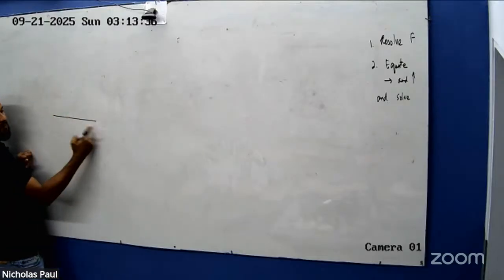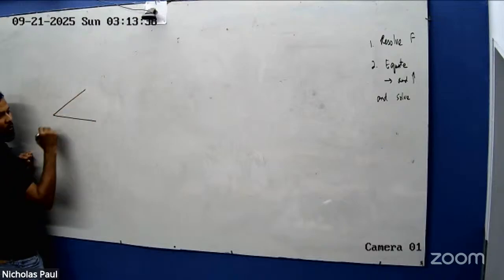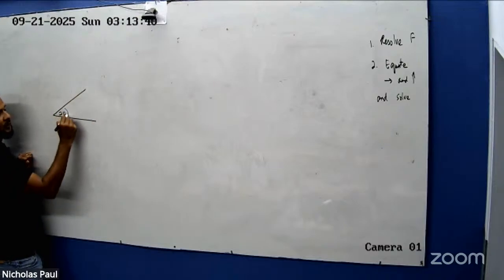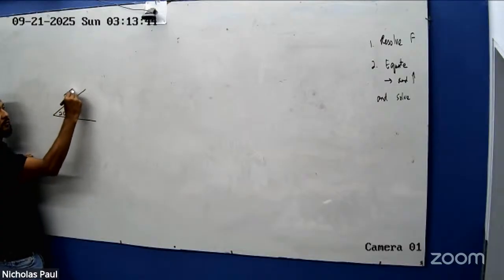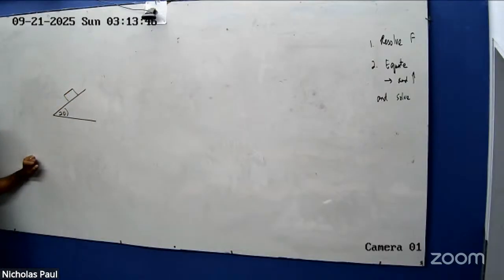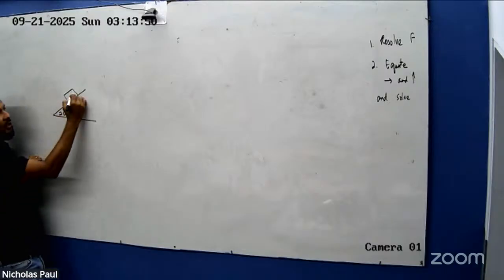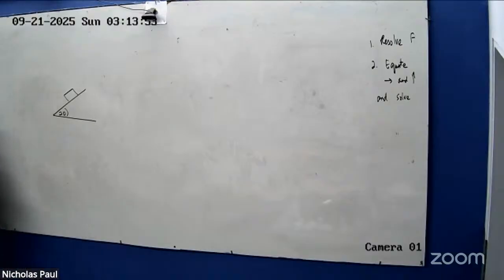So you have the horizontal ground, you have your block, and your plane is at 20 degrees. And you have a block here. I keep saying block, I mean box. How heavy is the box? 25. In CAPE, you don't really use 10, we use 9.8.